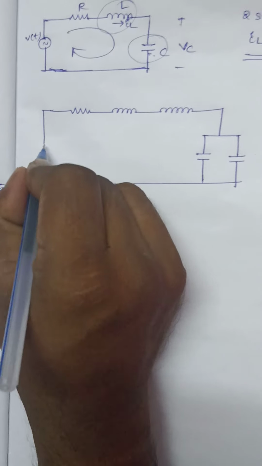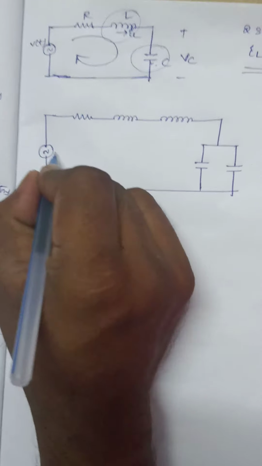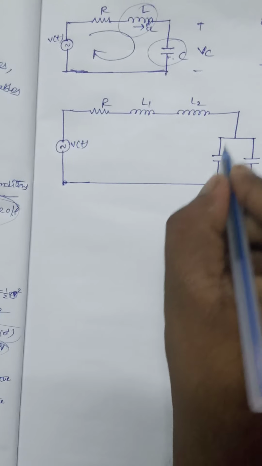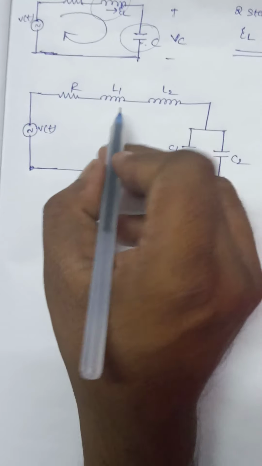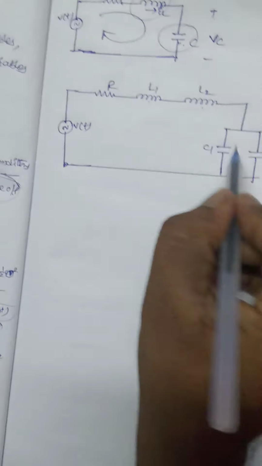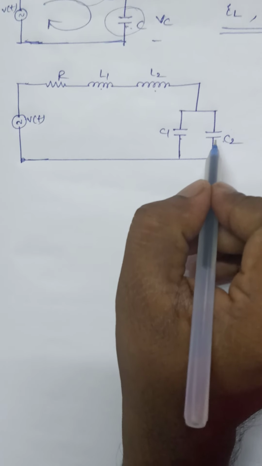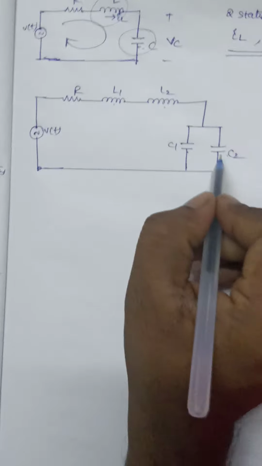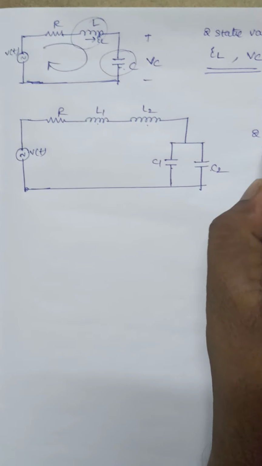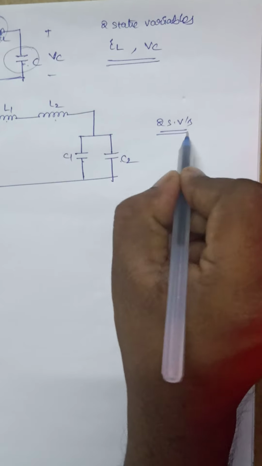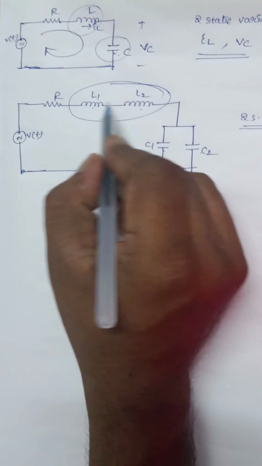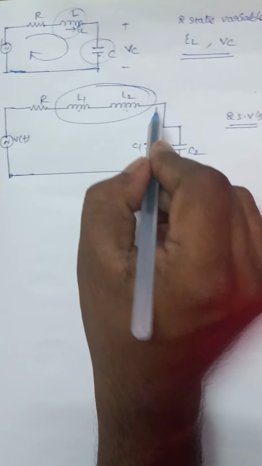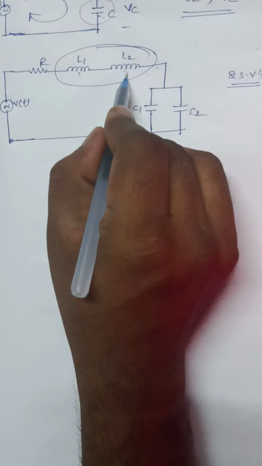Here I am applying voltage source V of t, and this is R, this is L1 and L2, this is C1 and C2. Here there are 1, 2, 3, 4 energy storage elements, but only two state variables will be there. Why? Because I can reduce these two inductors into one inductor, since they are connected in series.